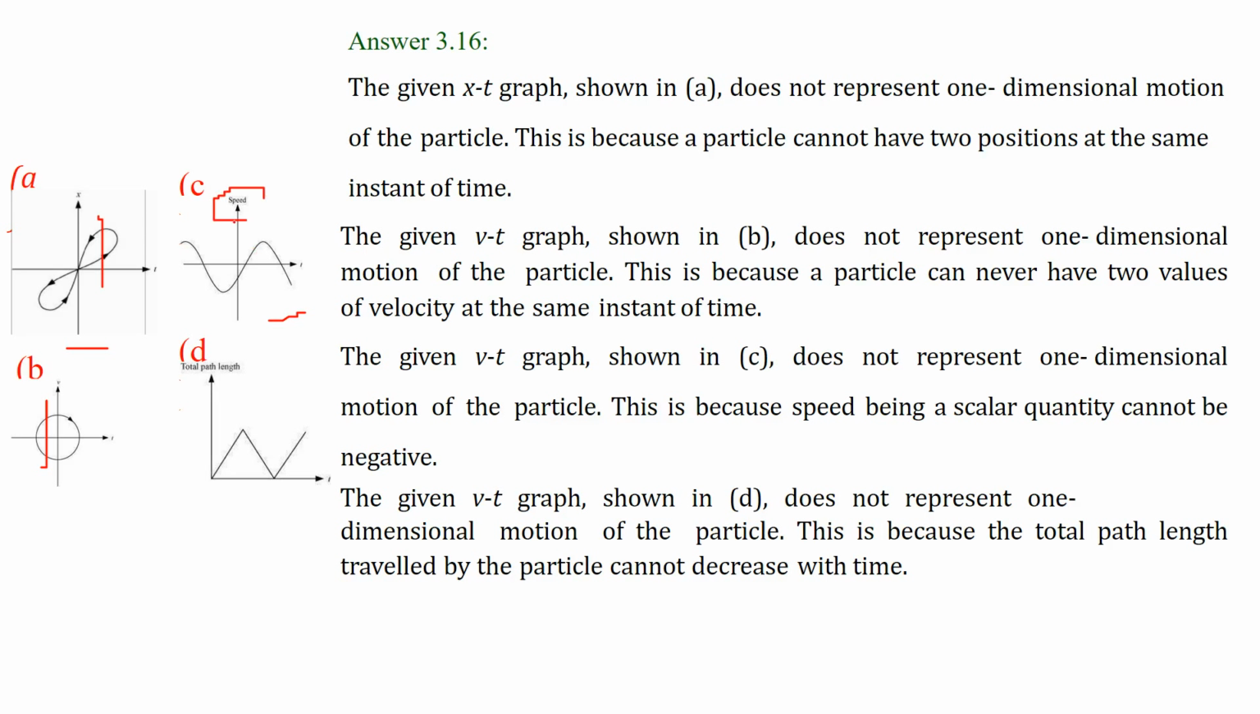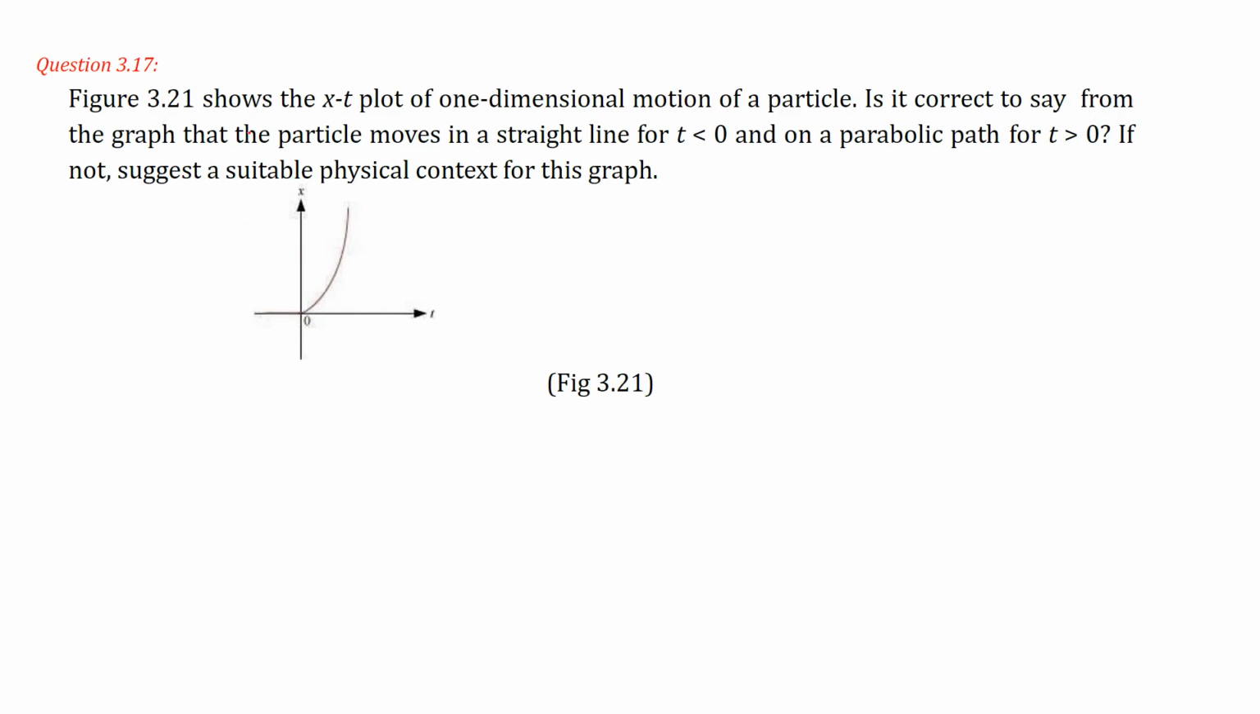Why? Because speed is a scalar quantity, and a scalar quantity, how can it be negative? It cannot be negative. And in this case, it is path length by time. Path length can never be negative. Path length has to add up. So it will go like this only. It will never come down.